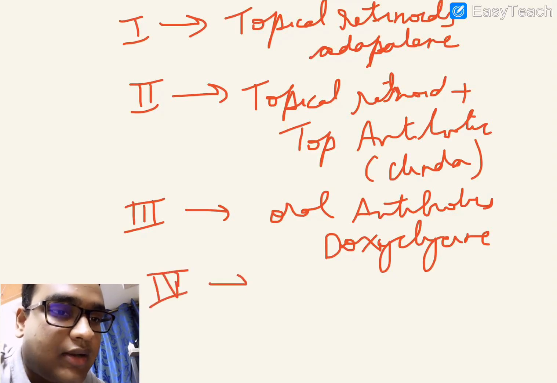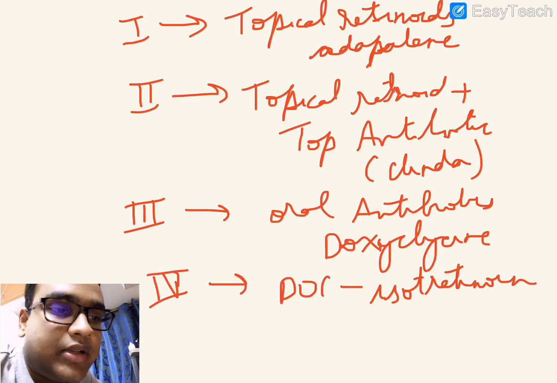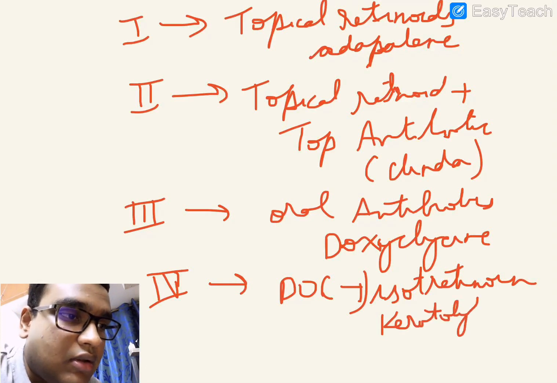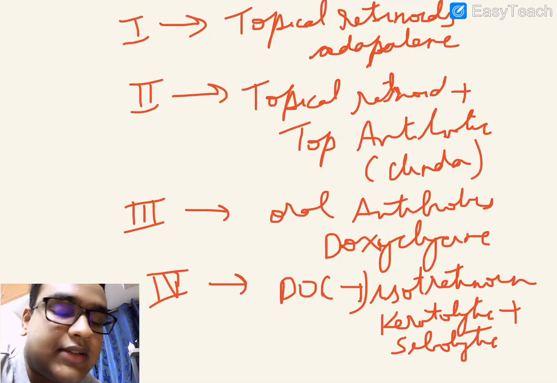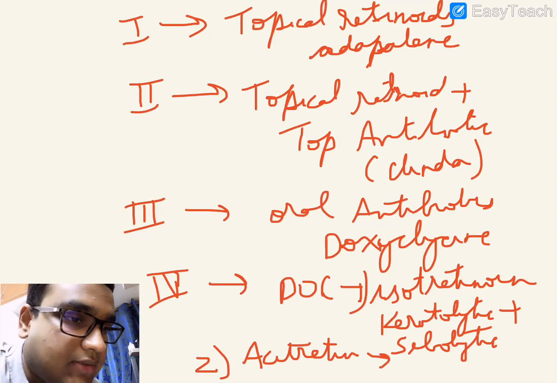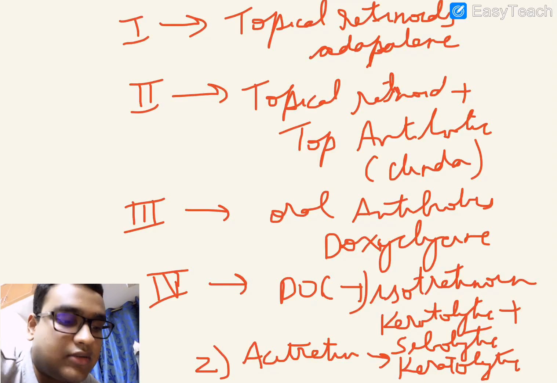So now coming to grade 4 acne. The drug of choice is oral retinoids, that is isotretinoin. So isotretinoin is the drug of choice. Here you have to remember there are two oral retinoids. One is isotretinoin, which has both keratolytic plus sebolytic action, whereas the second one, acitretin, has only keratolytic action. So it is less frequently used, and more frequently used is isotretinoin.